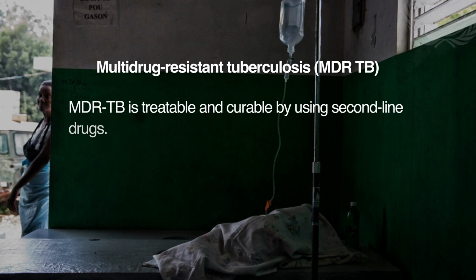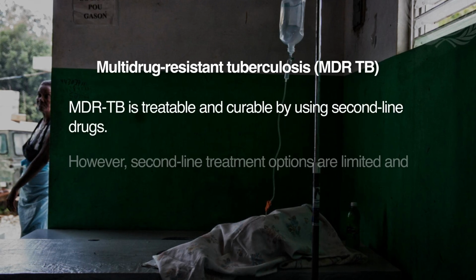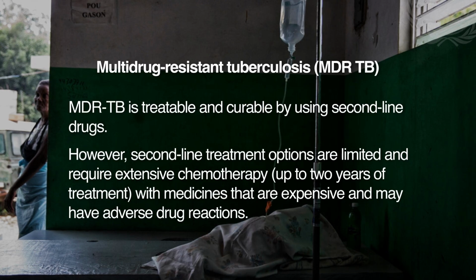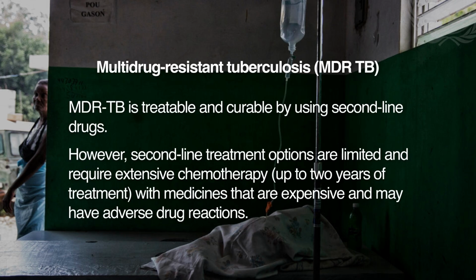MDR-TB is treatable and curable by using second-line drugs. However, second-line treatment options are limited and require extensive chemotherapy, up to 2 years of treatment, with medicines that are expensive and may have adverse drug reactions.